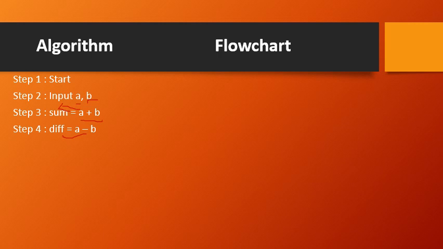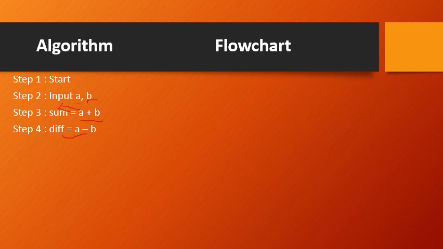Okay, so what are the steps I have taken care of? Started writing the algorithm, then input, that is read A and B, take the values for A and B, then what we need to calculate? We need to process A plus B and A minus B. So the respective results, that is addition result, store it in sum, and the subtraction, that is difference result, you store it in diff.